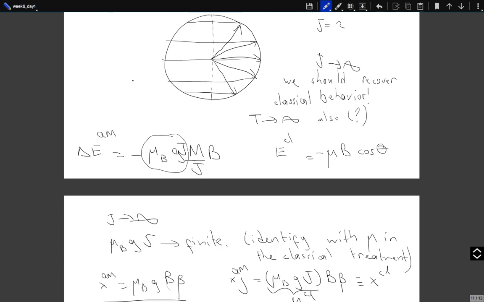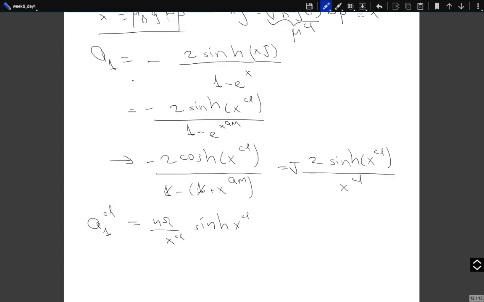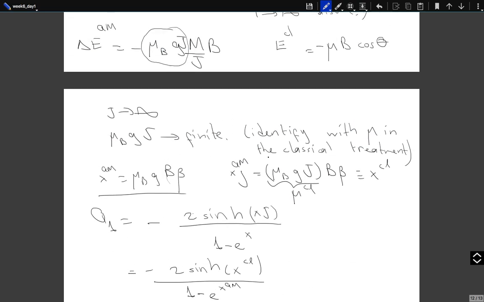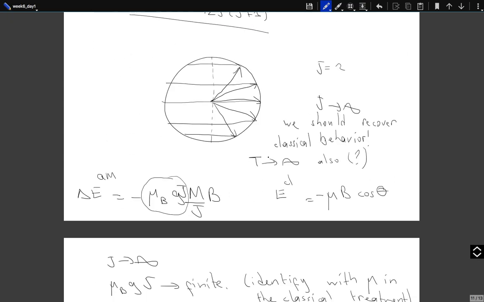Then, okay, so we just looked at the partition function. We have just seen that in the classical limit it becomes this partition function. This is what the quantum mechanical partition function becomes. This is what the classical partition function was. If you compare these two, they are basically the same. So we do recover the classical limit. Now let's look at the other properties.